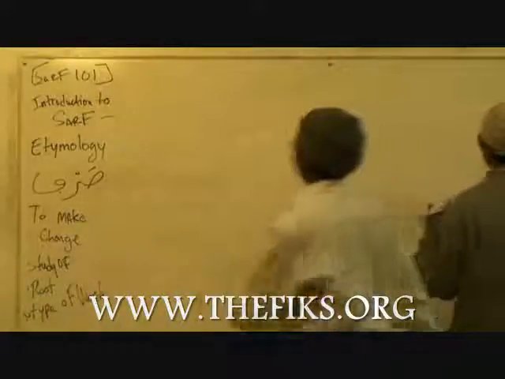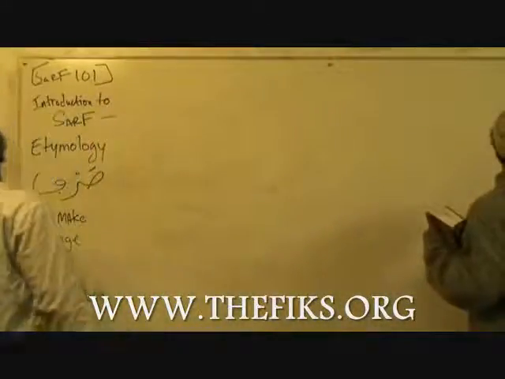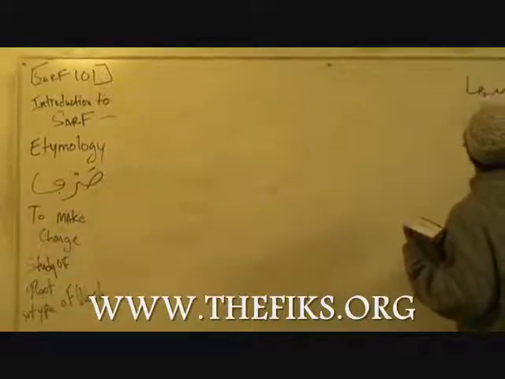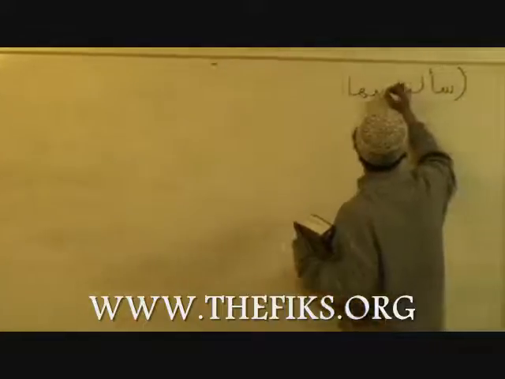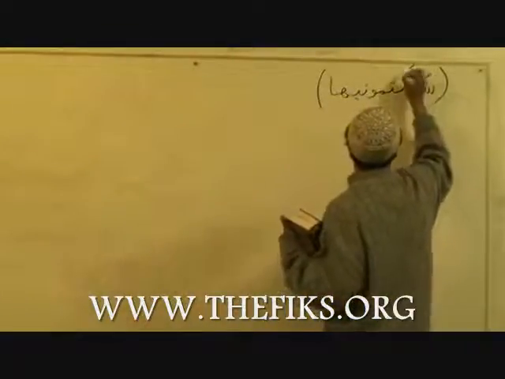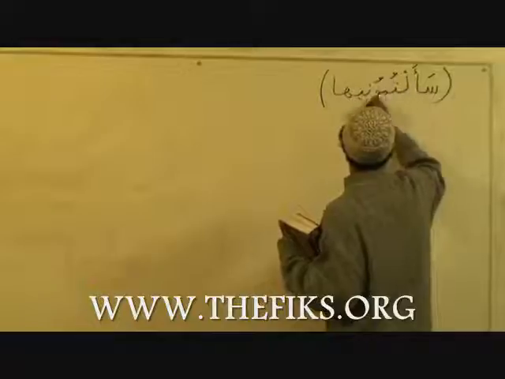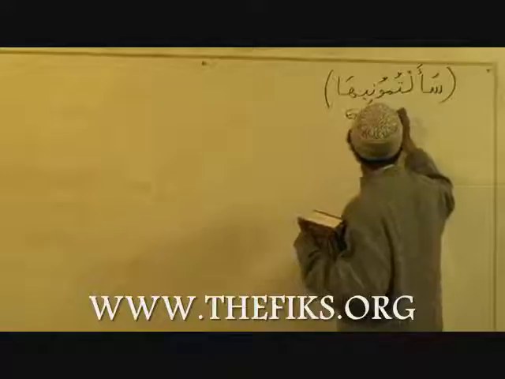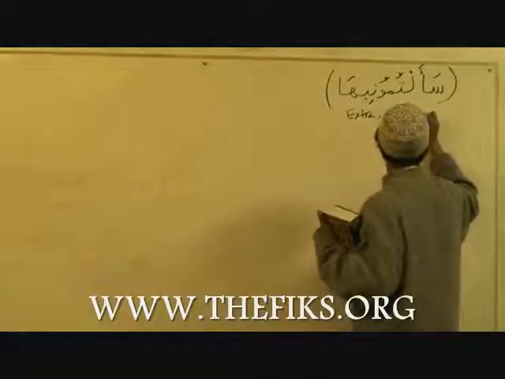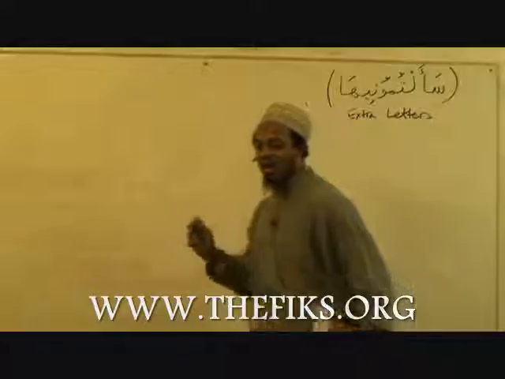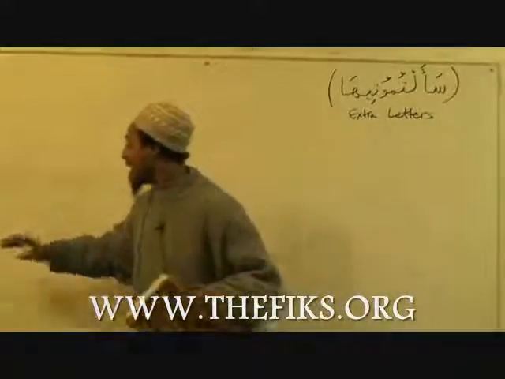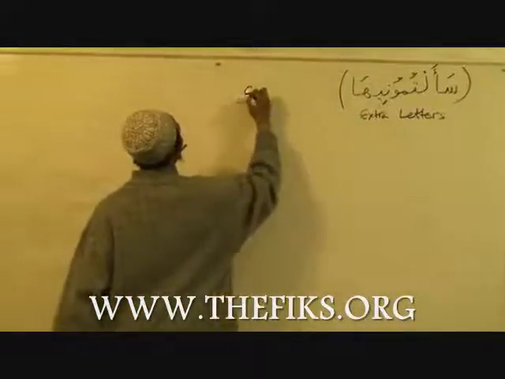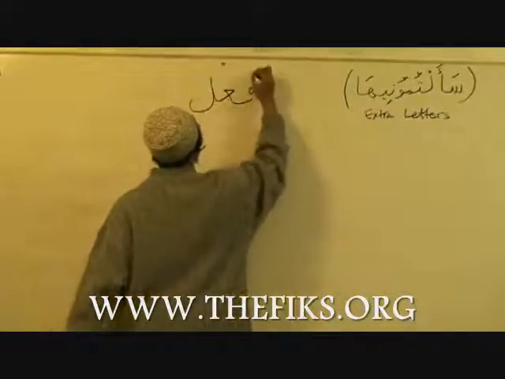No problem. Look, I want to show you guys something. Sa'altumuniha. Sa'altumuniha. Extra letters. Okay? So what we're going to learn now are the different types and how to distinguish them. So we had the root. The root word was fa'ala. Right? That's what we learned today.